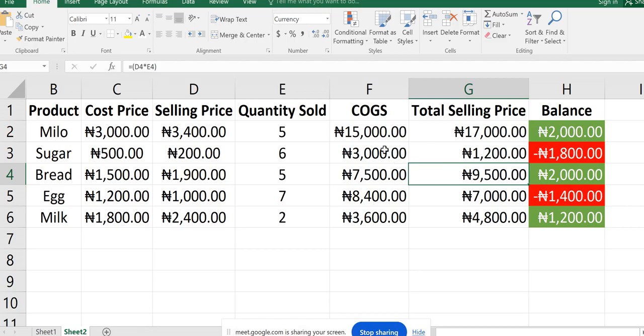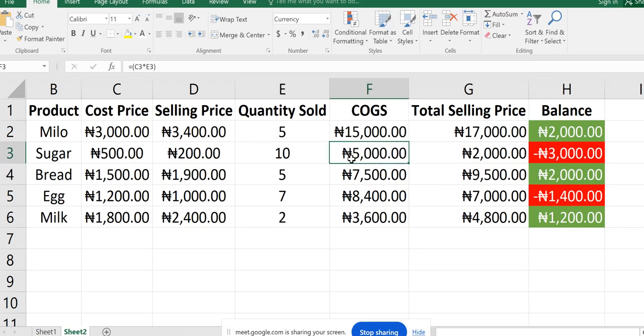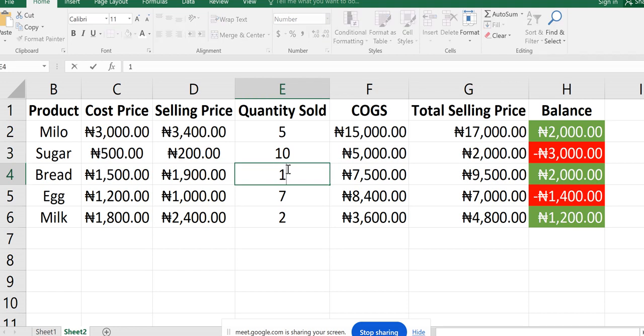Now let's say, for example, when they sold another one and they observed they wanted to adjust something here. If I adjust this quantity sold to 10 and I press enter, automatically everything changed. So this is actually a model. If they adjust this and press 10, enter, it will change automatically. Do you understand what I'm saying?